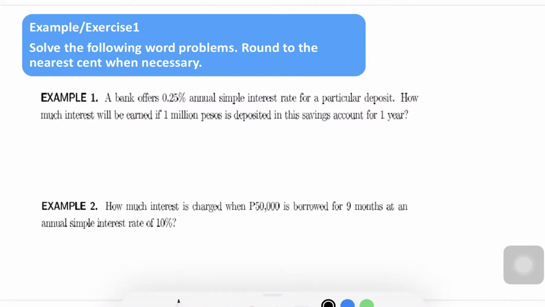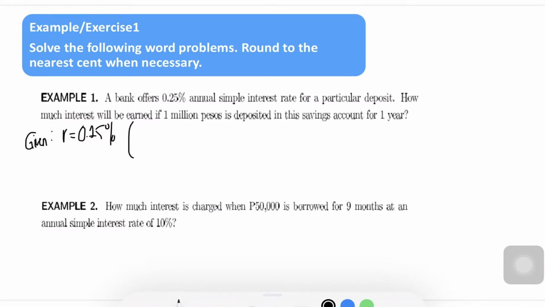A bank offers 0.25% annual interest rate for a particular deposit. How much interest will be earned if 1 million pesos is deposited in this savings account after 1 year? So first, let's write the given. What are the given? The given is we have the rate, which is 0.25%, and we need to convert this to decimal.